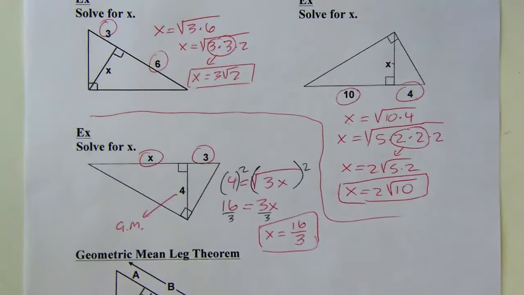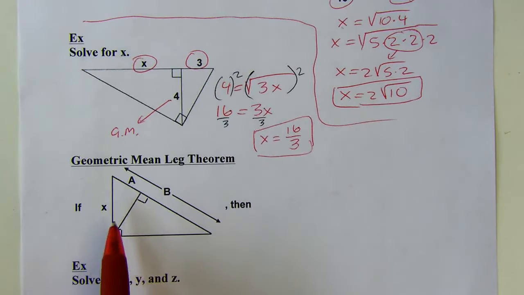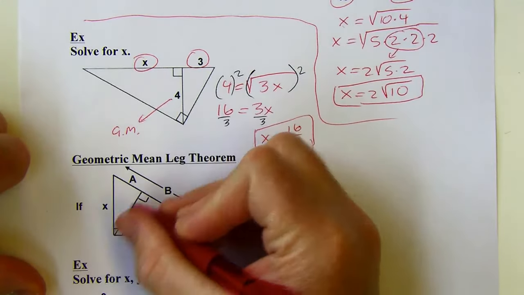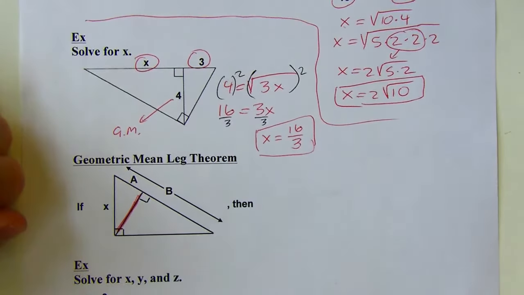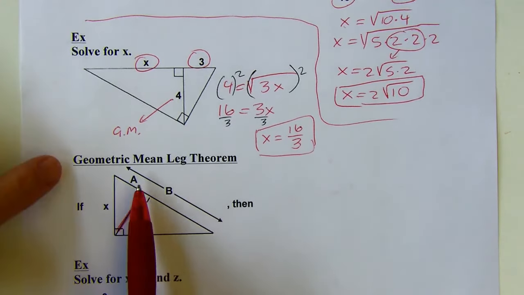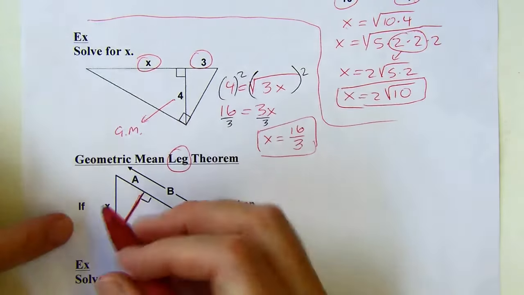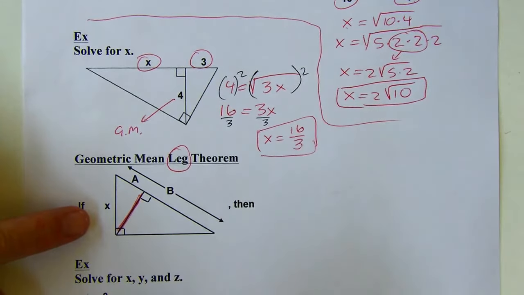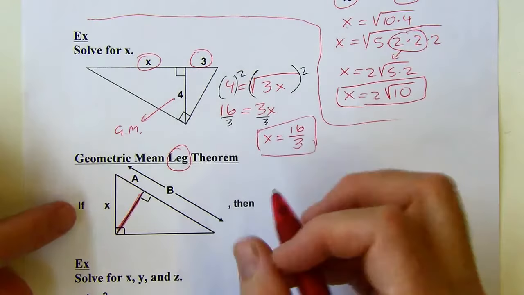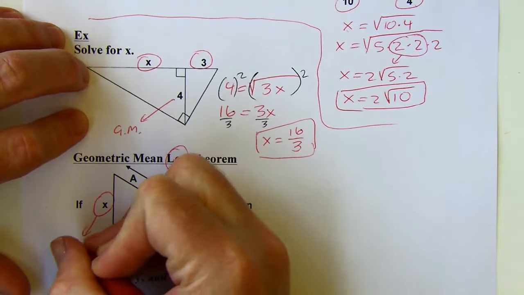Okay. All right. We can also set up a little shortcut when we're dealing with a leg. Okay, this time I don't have this piece marked like I did on the last couple of problems. So it's not the geometric mean altitude theorem. It's the geometric mean leg theorem because x is a leg, so we're looking for x. Okay, so here's how it's going to work. X is going to be the geometric mean. So this part will be the geometric mean.